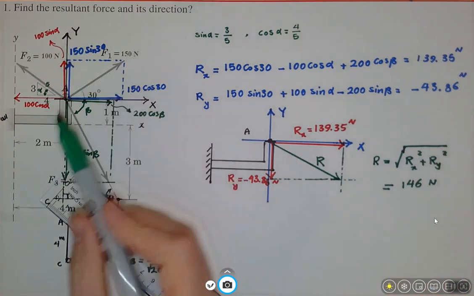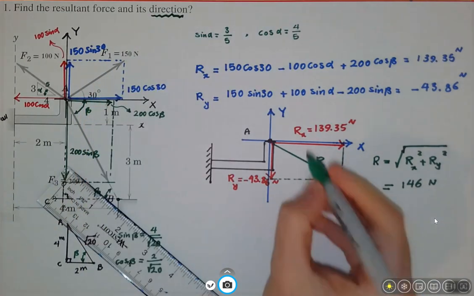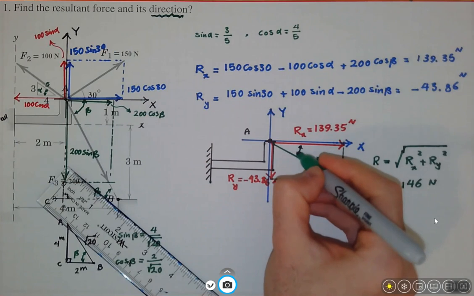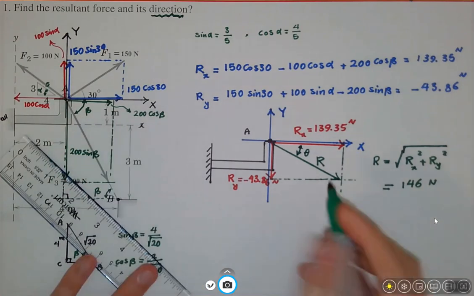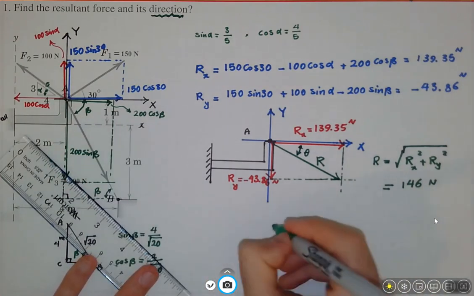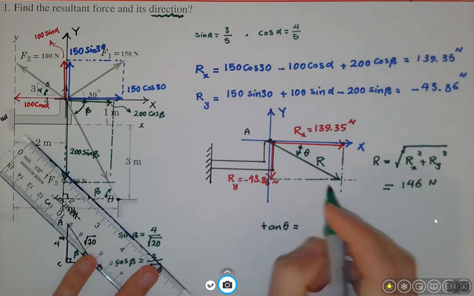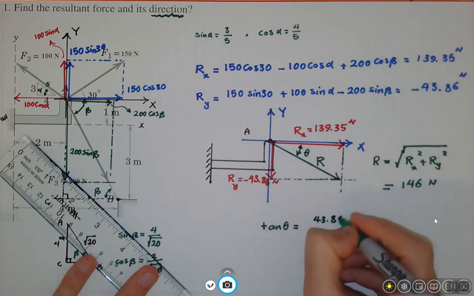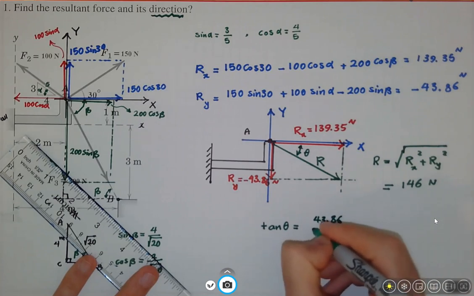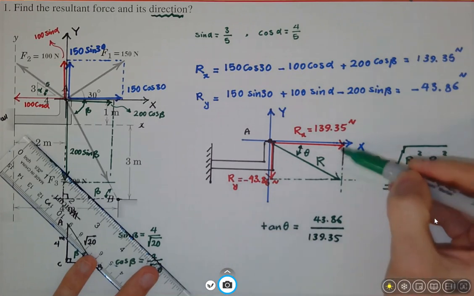The question also asks us to find the direction of the load, right? What is the angle of this load? Let's call this angle theta. It's easy, from the geometry we can figure it out. So if I write down, tangent of theta is equal to 43.86 divided by 139.35. We don't need to write down the negative because we're just solving for the geometry.